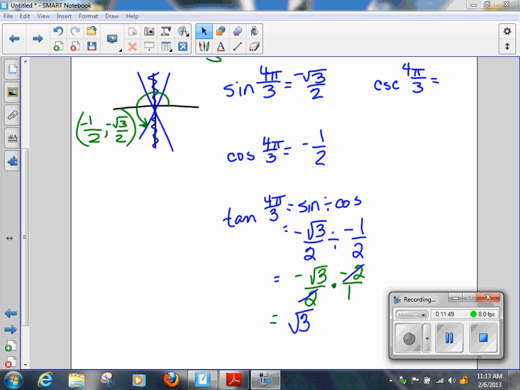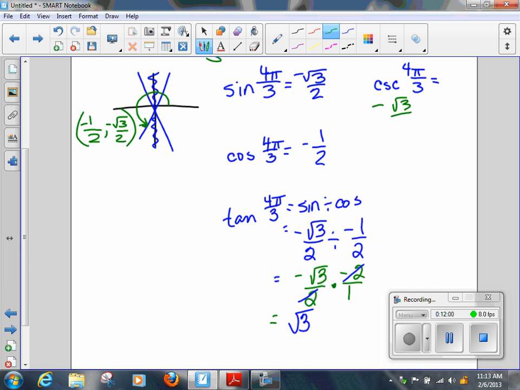And the cosecant of 4 pi over 3 is, we're going to just flip that over. We're going to take negative root 3 over 2, and we're going to flip it over. And folks, we got to clean that up because we have to rationalize, okay? So we're going to multiply by root 3 over 3, root 3 over root 3. And then we're going to multiply across, and we're going to end up with negative 2 root 3 over positive 3. Do you guys agree with that? Okay?